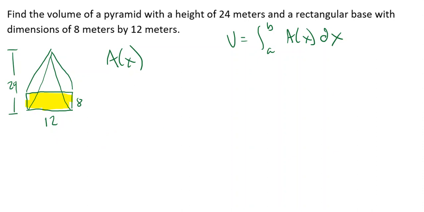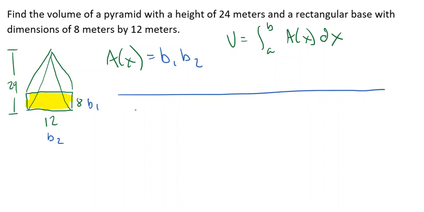So in general, let's say that the area of the base is going to be base 1 times base 2, the length of the two different bases. And for the bottom of the pyramid, that would be 8 times 12. And so let's find a formula for B1. Okay, so let's call this B1 right here. And let's call this B2.